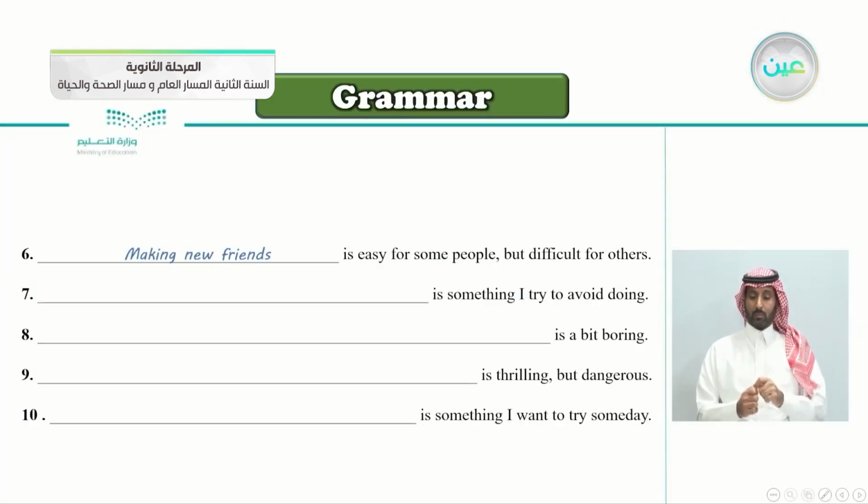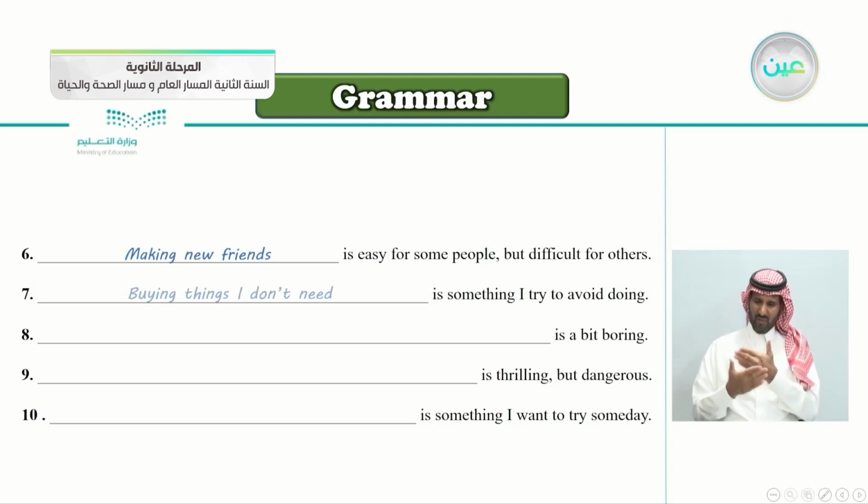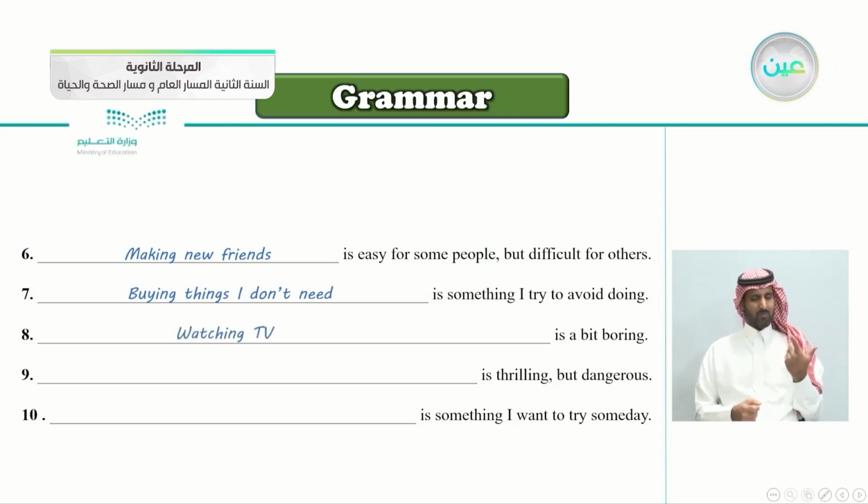making new friends. Number 7 is something I try to avoid doing. What do you try to avoid? Many things. For example, buying things I don't need. Number 8 is a bit boring. What do you find boring? For example, watching TV, maybe late at night, is a bit boring if you watch TV all the time, of course. Number 9 is thrilling but dangerous.